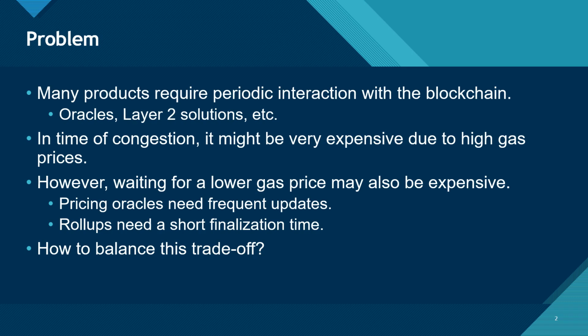For example, for pricing oracles, it's very expensive to wait for publishing because the prices need to be very updated. For rollups, it's less expensive to wait, but they still need to publish on the layer one blockchain pretty frequently, so the layer two transactions would be finalized. So the question we're asking is how can we balance this trade-off, and what is the optimal policy to decide whether to publish your transactions or whether to wait for a later time where the gas price is cheaper, and what are the properties of such a policy?